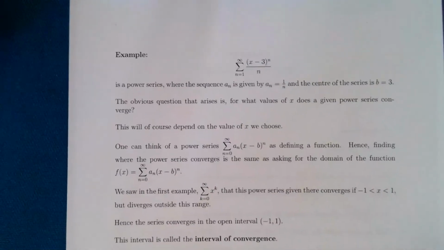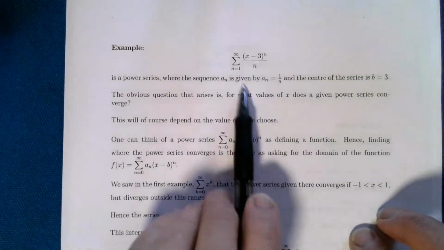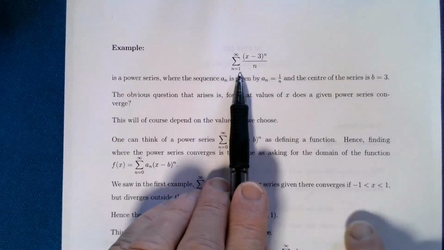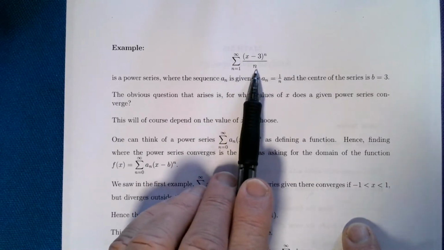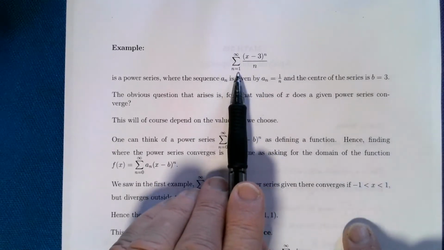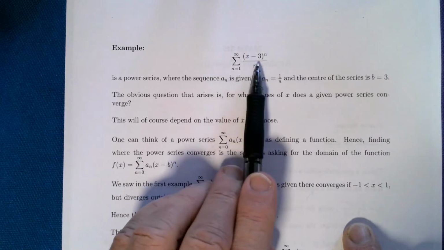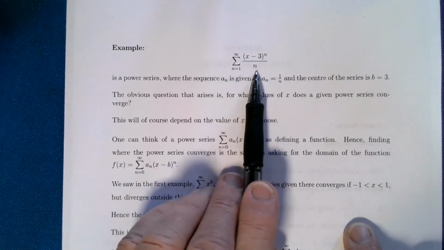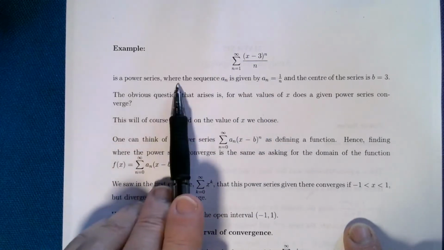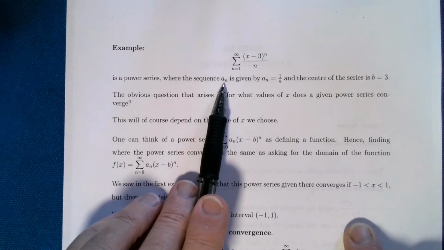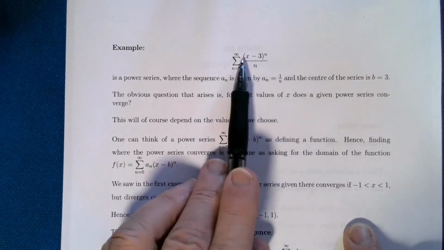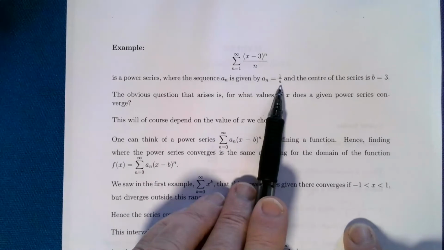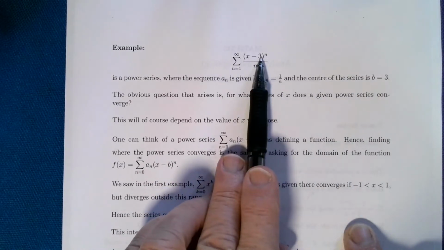So an example of that is something like this sum here. Now here I don't begin at 0, obviously, because I'd be dividing by 0, so this sum begins at n equals 1. So the sum of x minus 3 to the n over n. This is a power series, so the coefficients are given by 1 over n, that's the a sub n. And the centre of the series is at b equals 3.